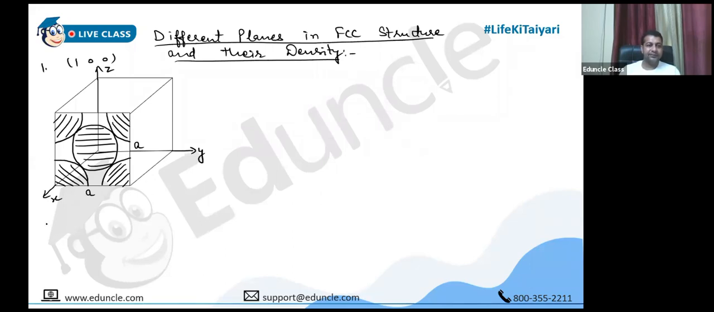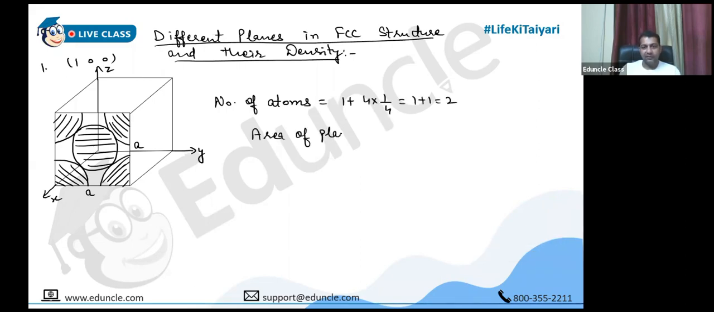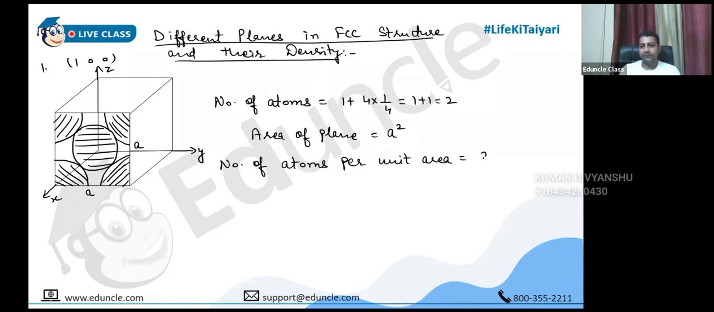Clear? Of course, the diagram is not symmetrical as far as I am concerned. Those curves are a little bigger. Now I think it will be more symmetrical. Now, number of atoms. It will be 1 plus 4 into 1 by 4, 2, na? And we have already calculated the area of plane. What was the area? A square, because it is a square with side A. So number of atoms per unit area is 2 by A square.